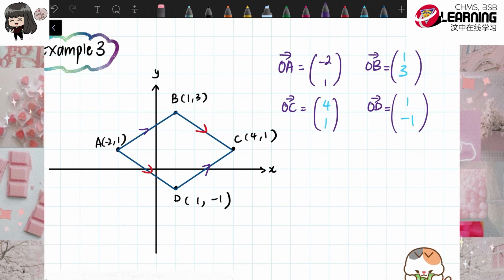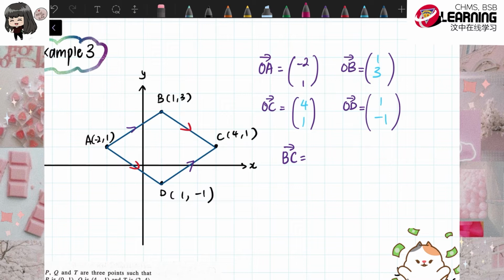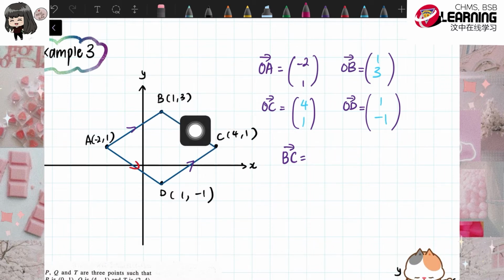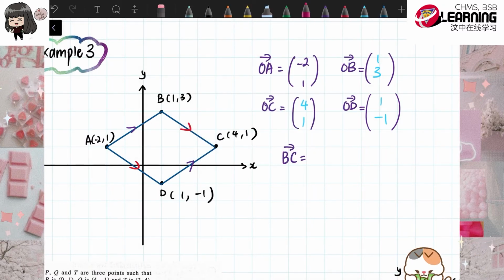Okay, now, what is my BC? Let's try BC. Without looking at the diagram, try using the vector method to find BC. All of you here use the vector method. Don't use the method that I taught you just now. I mean, if it's in the exam, of course you can do that. This one we are practicing on vector, we are practicing using the vector method. So please do it together with me.